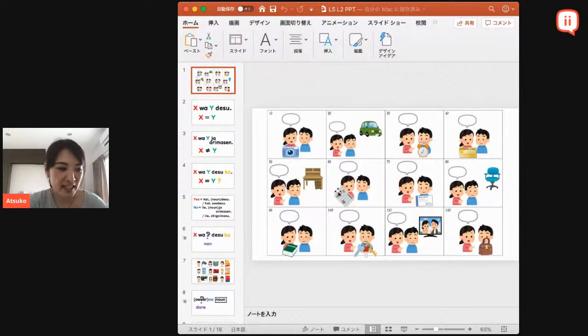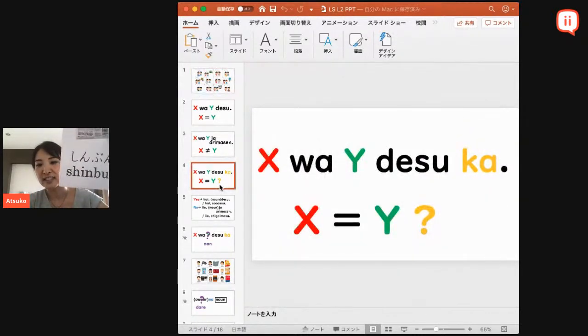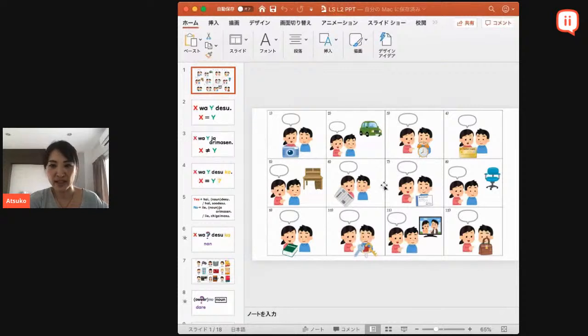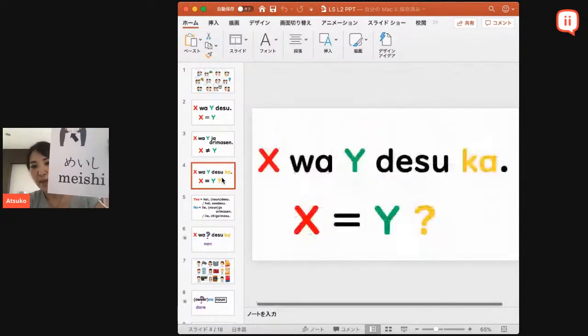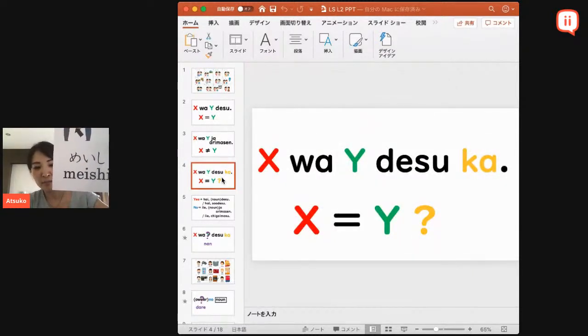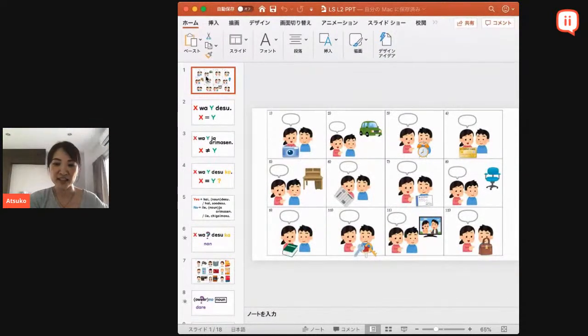Then number six, is this a newspaper? これは新聞ですか？Number seven. Is that a business card? それは名刺ですか？And let's check the answer.